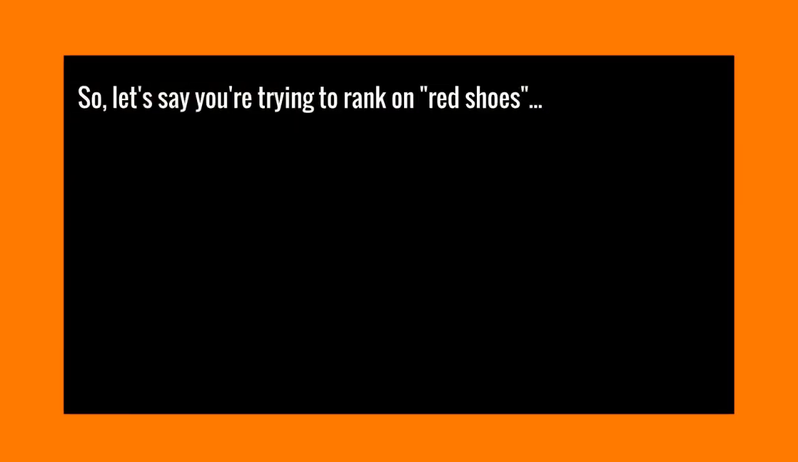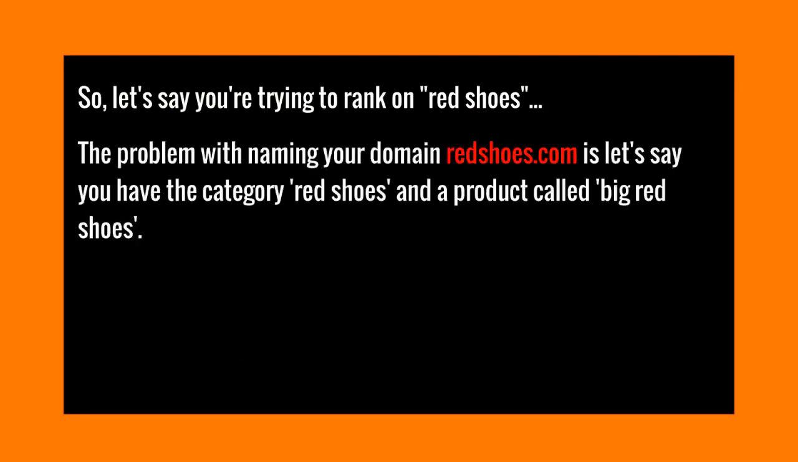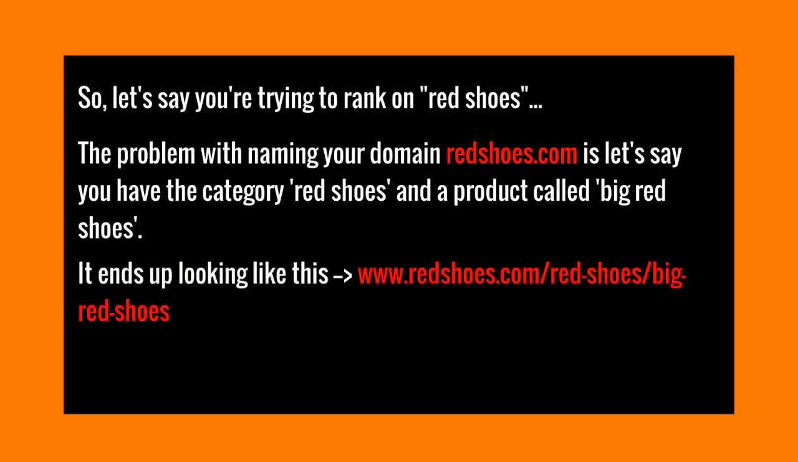So let's say, for example, that you're trying to rank on red shoes. The problem with naming your domain name redshoes.com is this. Let's say, for example, that you have a category that is red shoes, blue shoes, yellow shoes, brown shoes. But that one category that's red shoes, and you have a product called Big Red Shoes, it ends up looking like this.